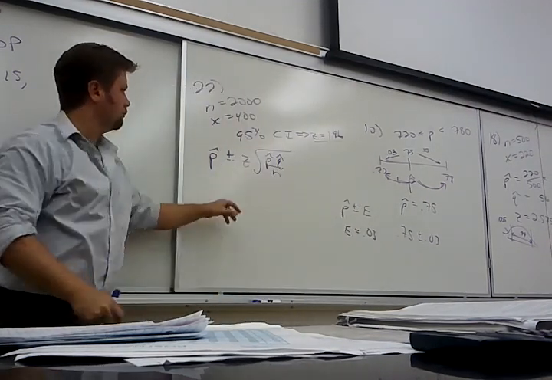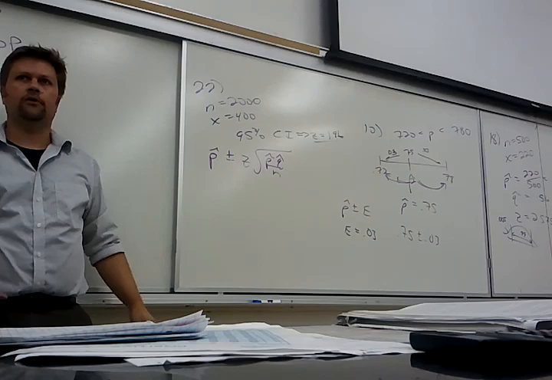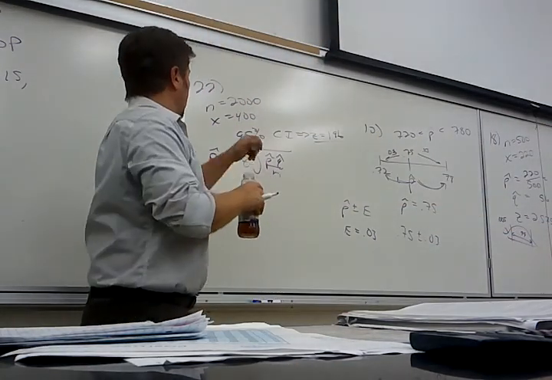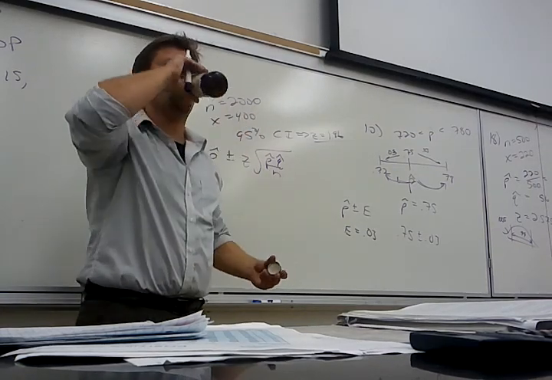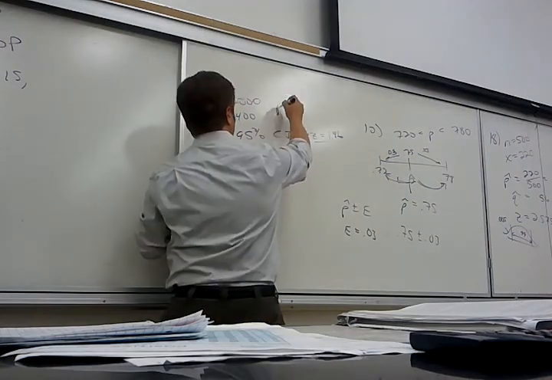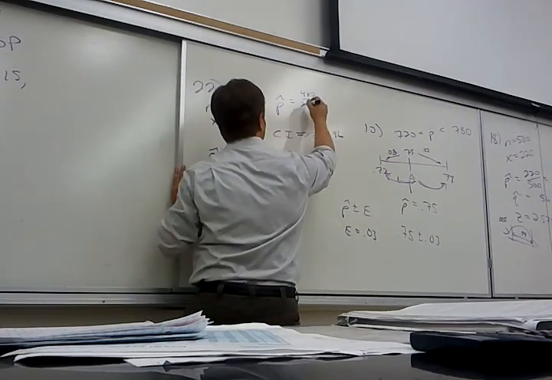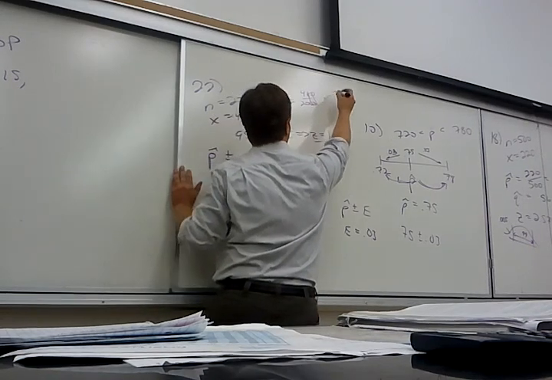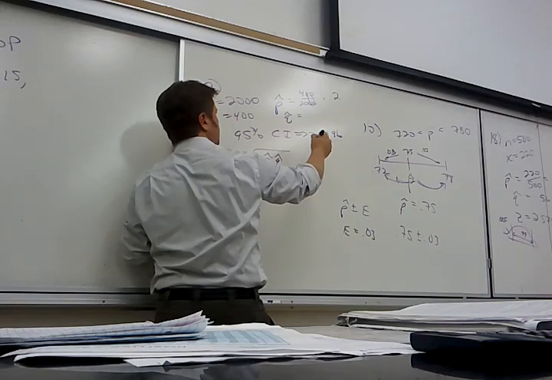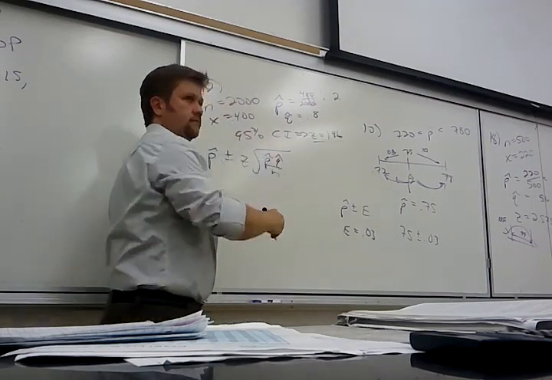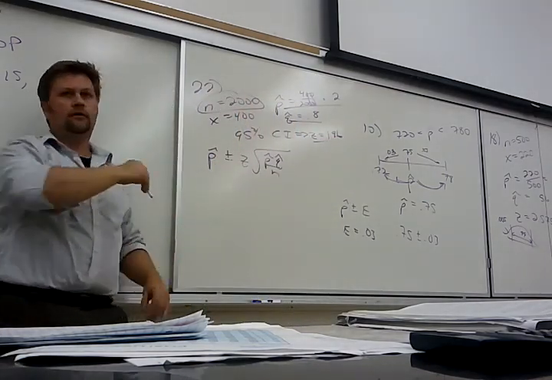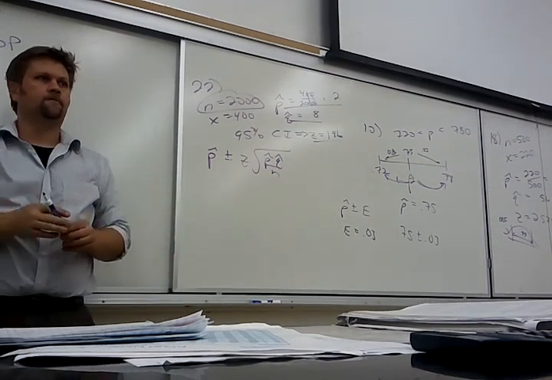Cool. What about p hat? How do I get p hat? I love it. 400 divided by 2,000. Which is what? 0.2. What's q hat? I love it. So now we got q hat, we got p hat, we got z, we got n. We got everything we need.